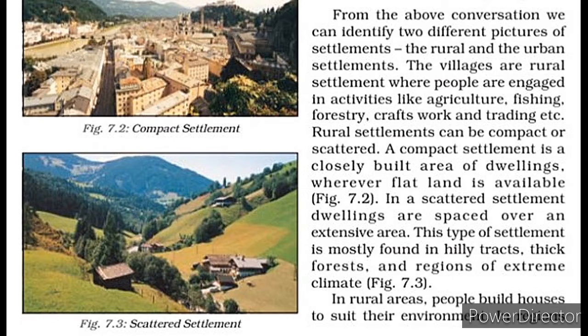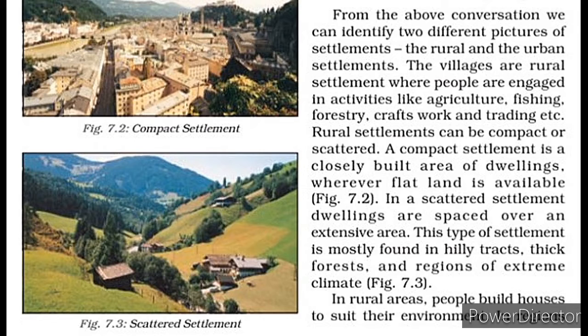So, from the above conversation, we can identify two different pictures of settlement, the rural and the urban settlement, because this whole conversation is based on the comparison of urban and rural settlements. The villages are rural settlements where people are engaged in activities like agriculture, fishing, forestry, craftwork, and trading, etc. Rural settlements can be compact or scattered.